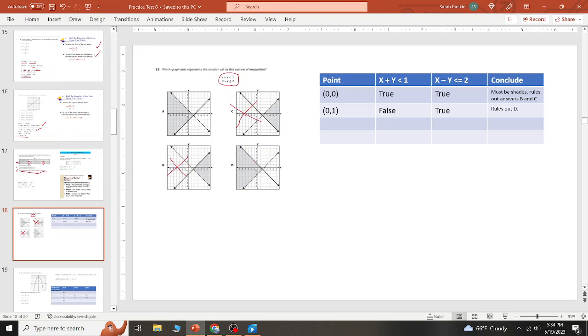And notice this one has a solid line here, and this one has a dotted line here. So the point 0, 1, if we put that in there, we'll figure out what's going on. Well, 0, 1 doesn't work in this one, because 1 is not less than 1. So we know the point 0, 1 must be a dotted line, because we don't want to include that. So that makes our answer A.